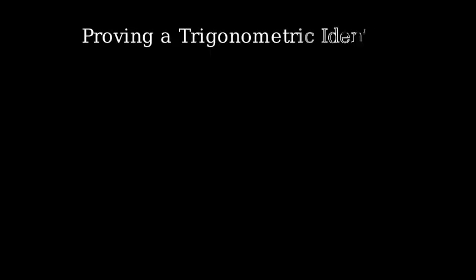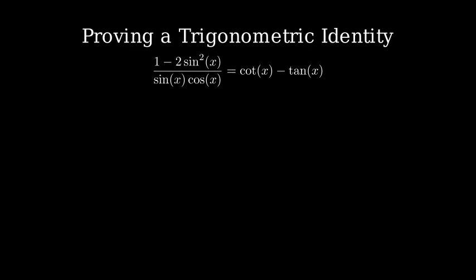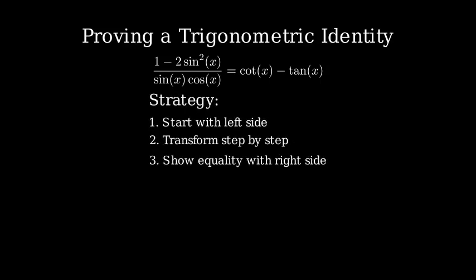Welcome. Today we'll prove the trigonometric identity. The fraction 1 minus 2 sine squared x over sine x cosine x equals cotangent x minus tangent x. Let's solve this step by step. We'll start with the left side of the equation and transform it until it matches the right side.